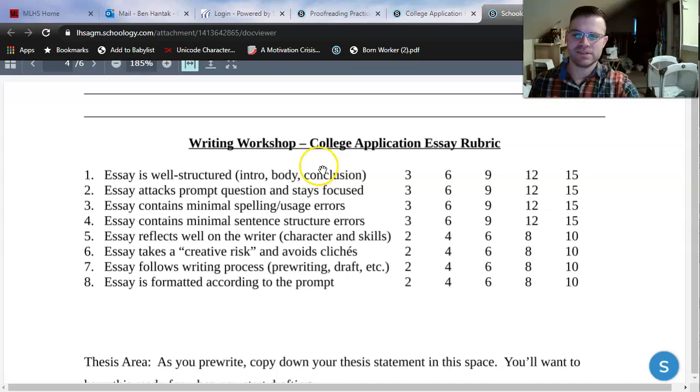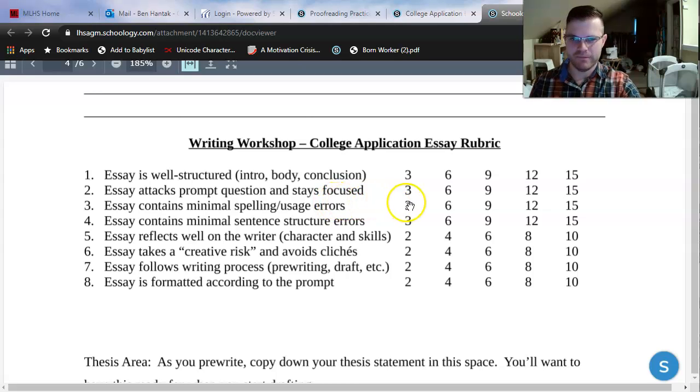For the most part, you guys have already done that for me in your Who I Am essay. Number 2, does your essay stay focused? Does it directly answer that prompt question? So your thesis is important there. And does it focus on that thesis throughout the entire essay? Number 3, essay contains minimal spelling and usage errors. So far, the only things we really covered are spelling, capitalization, and end marks.